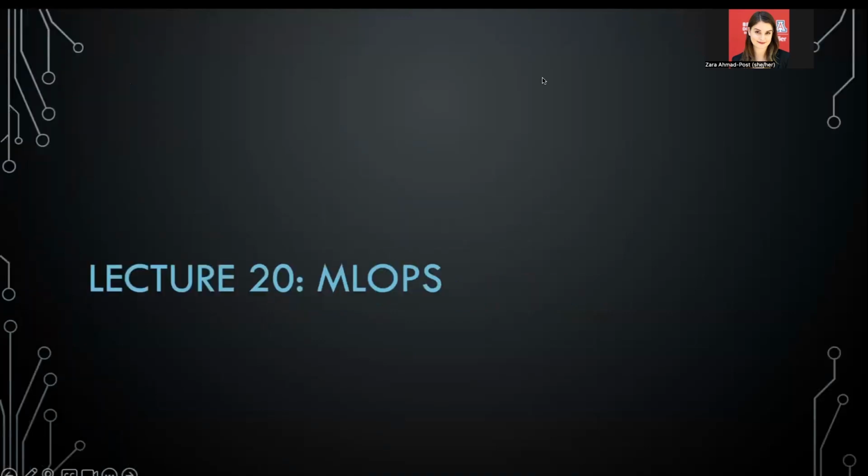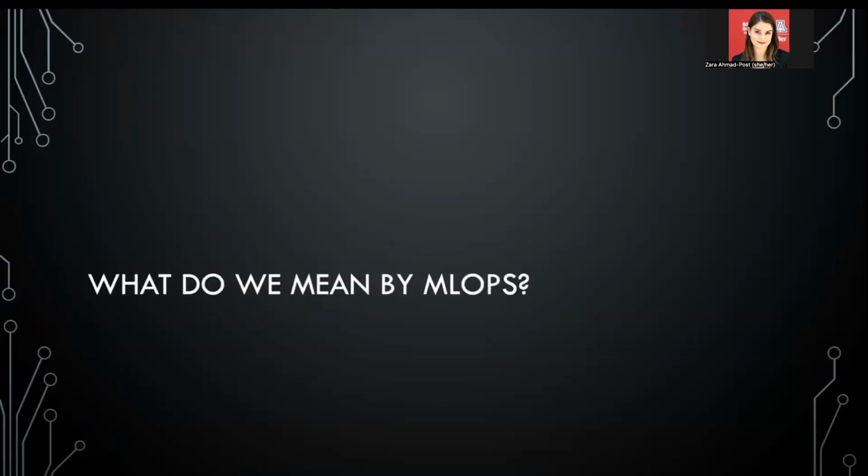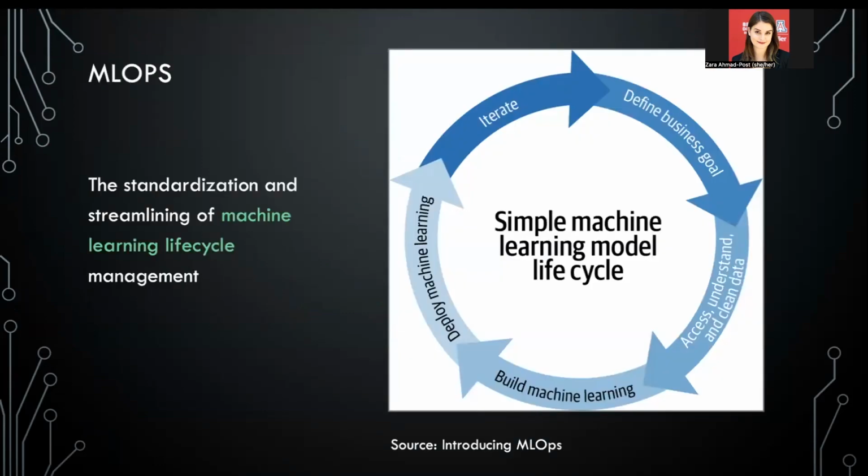All right, so this is Lecture 20, and this is our Introduction to MLOps. So what exactly do we mean by MLOps? This is the standardization and streamlining of our machine learning lifecycle management. As we move through our machine learning lifecycle, there are different key areas that we can automate, integrate, and deploy using some of the cloud native and CI/CD principles that we've already built.